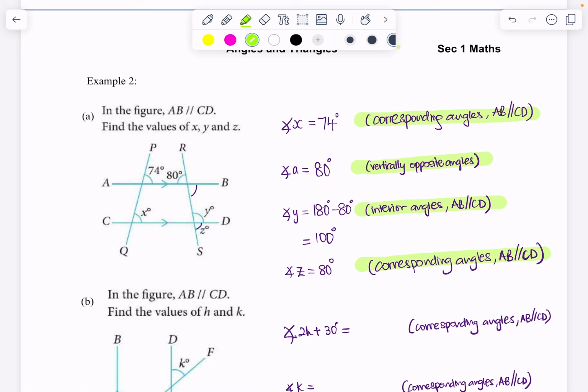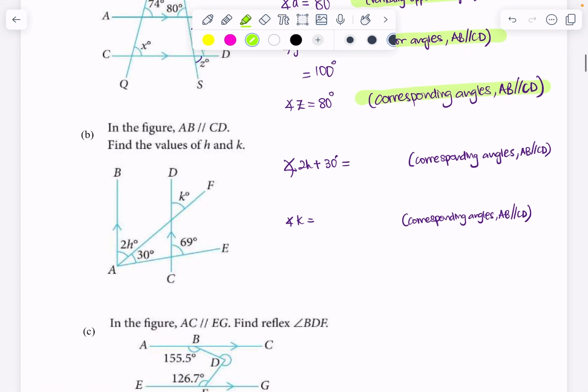Next, let us look at example 2b. For example 2b, the lines AB and CD are parallel. We are supposed to find the values of H and K. Now, before you look at the rest of the video, you may want to pause to try the question first before looking at the solutions.